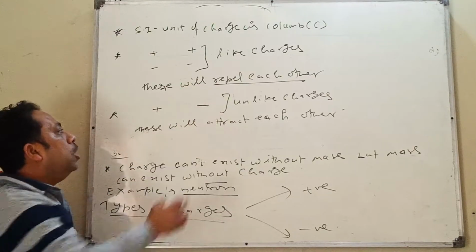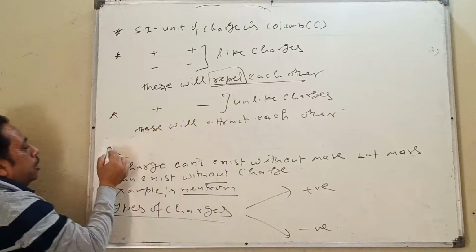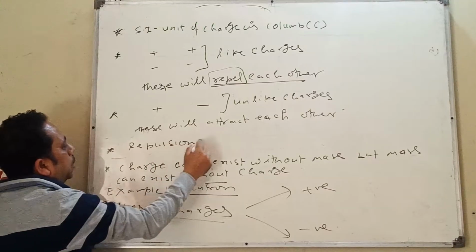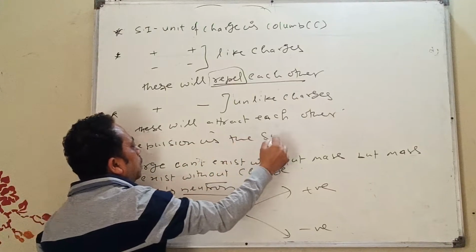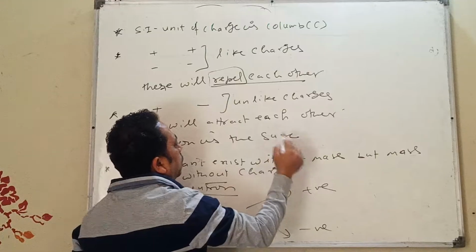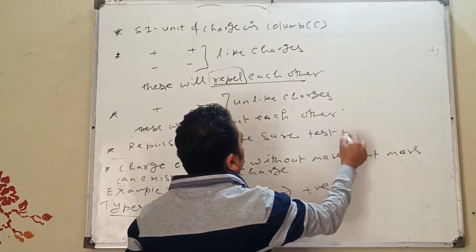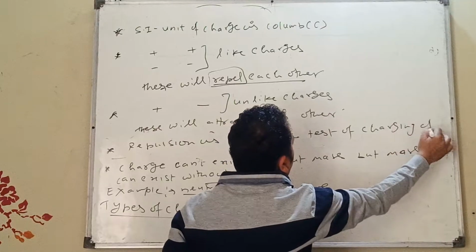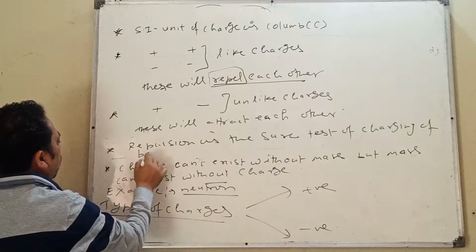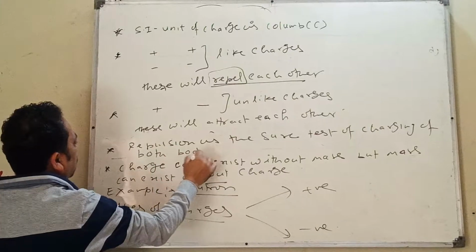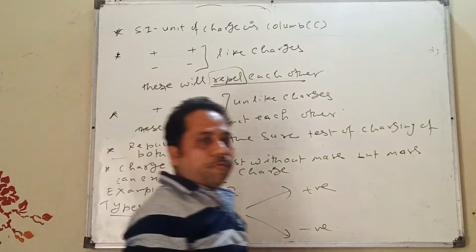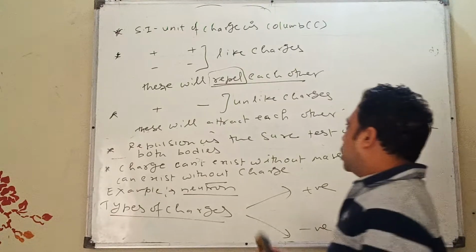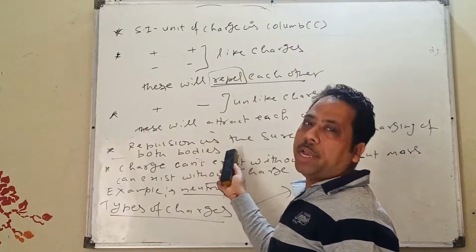Surety will come from repulsion. Repulsion is the sure test of charging of both bodies. We will be sure that two bodies are charged only when they repel each other.